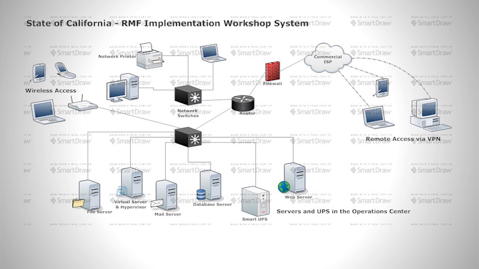So you can see that it's kind of an all-encompassing general purpose system. We've got servers, we've got remote access via VPN, we've got a firewall, we've got switches and routers, so we've got our networking stuff here. We've got laptops and desktops, network printers, a smart UPS that's IP addressable, and some wireless access there. So this is the system we're going to be working with today.